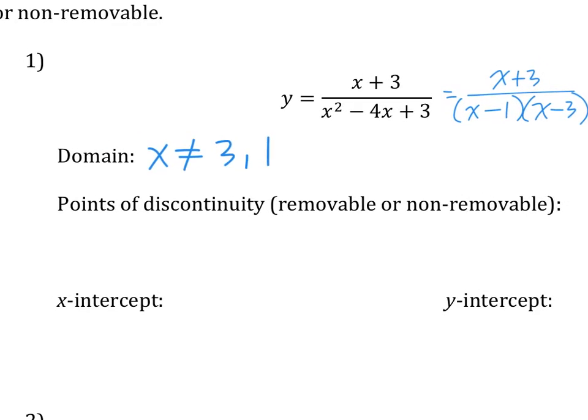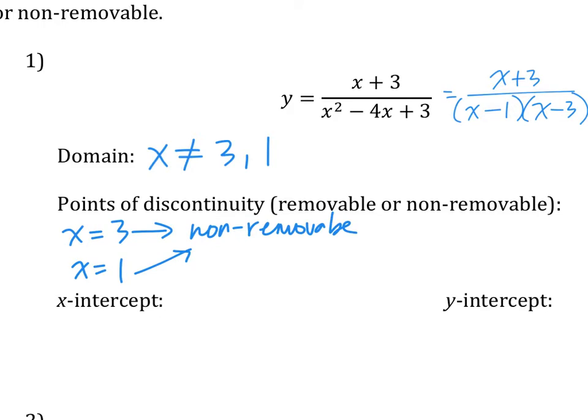Points of discontinuity. Where are the points of discontinuity? Yeah, x equals 3 and 1. So everything in the denominator. What kind of discontinuity is 3? Non-removable, and then 1. Yeah, both of them are non-removable. Nothing canceled, right?